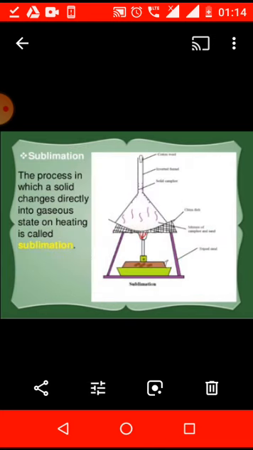And next one is sublimation. The process in which a solid changes directly into gaseous state on heating is called sublimation. The solid state is directly converted into gaseous state. This is called sublimation.